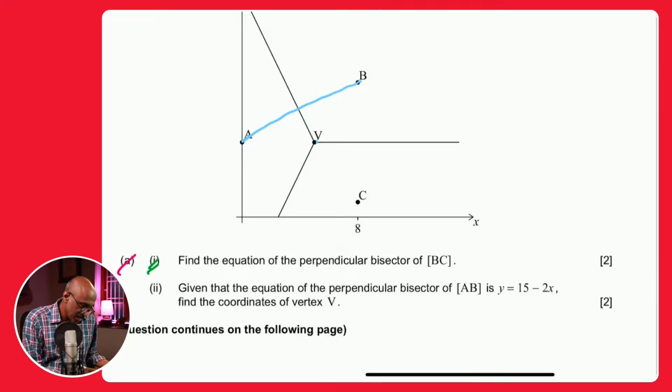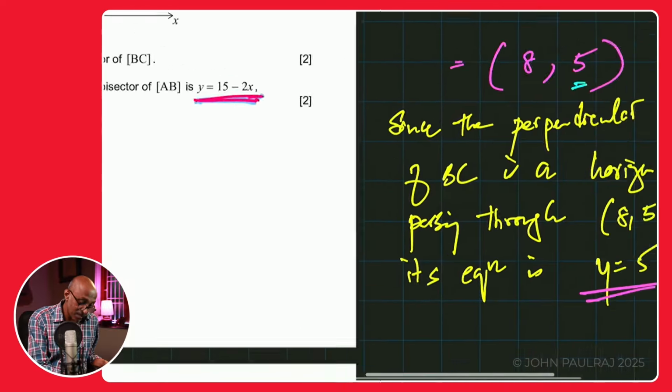Given that the equation of the perpendicular bisector of AB is this one, 15 minus 2x, that is the equation of this line. Let's mark that in red. That's the perpendicular bisector of AB. Find the coordinates of V. Now, V is the point of intersection of this red line and the line that we just found, y is equal to 5.